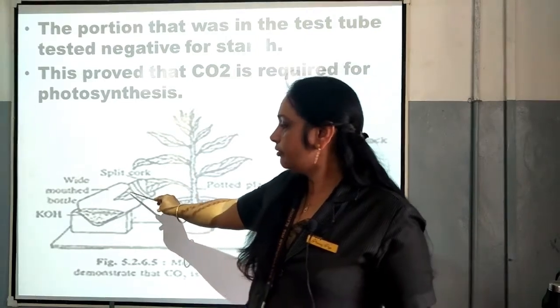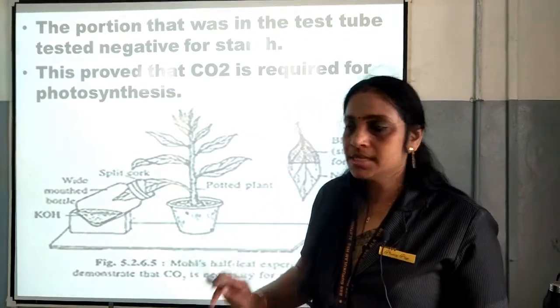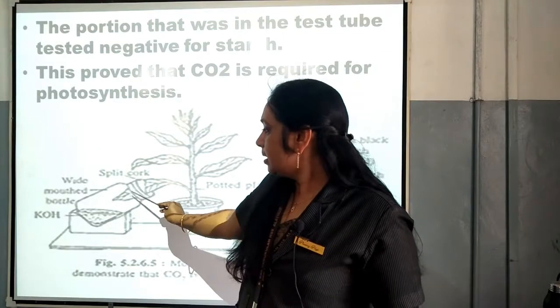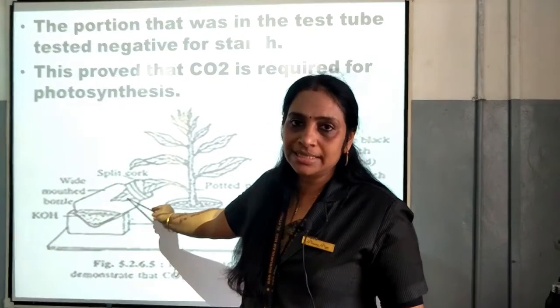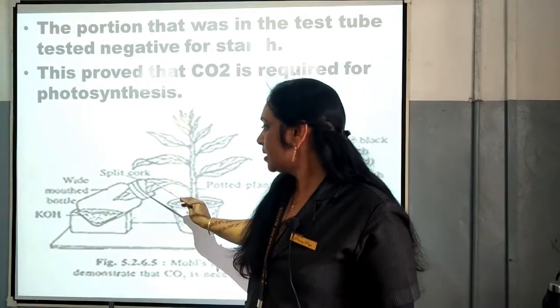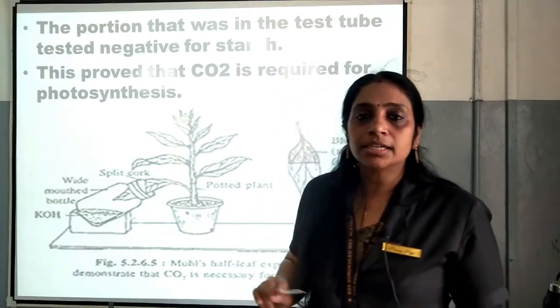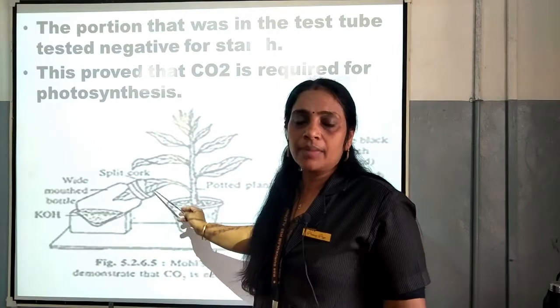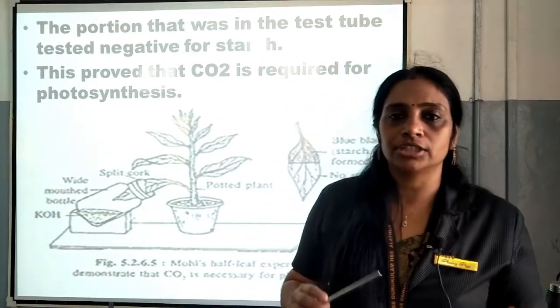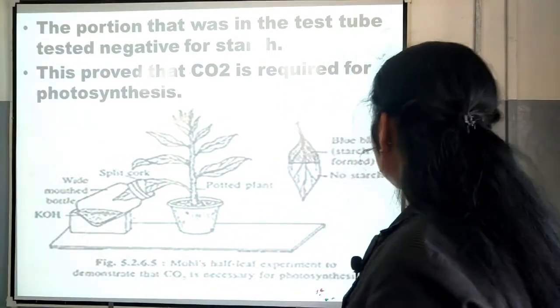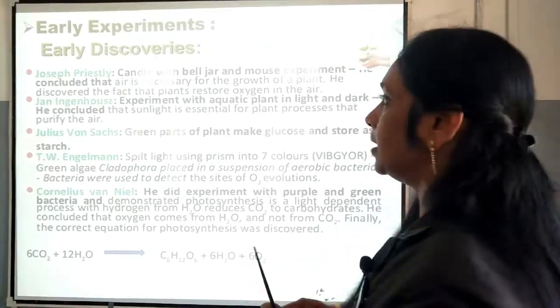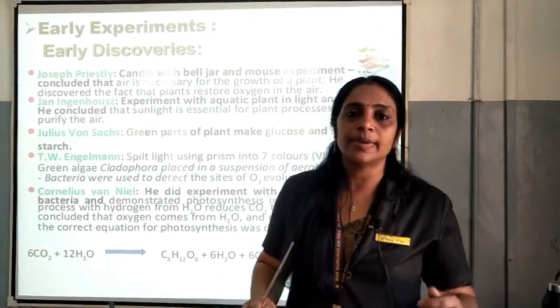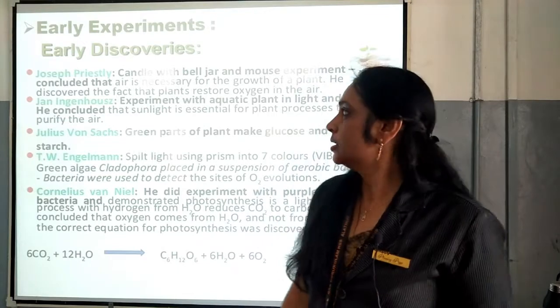Later on, this leaf is taken for the starch test, where we can see that this portion tested negative for starch and this portion tested positive for starch. So from this we can say that carbon dioxide is an essential factor for photosynthesis. Okay, my dear children, that is the second experiment. So both the experiments are very, very important.